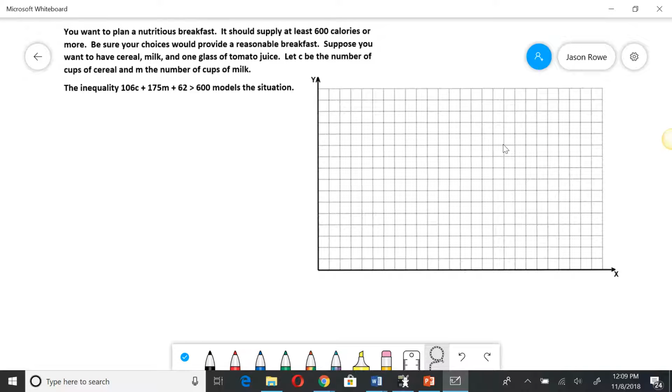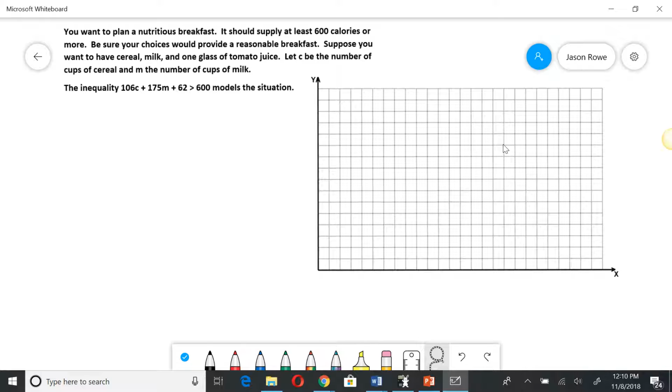This is real similar. This time it says you should supply at least 600 calories or more. Be sure your choices would provide a reasonable breakfast. Suppose you want to have cereal, milk, and 1 glass of tomato juice. Let C be the number of cups of cereal and M be the number of cups of milk. And then use that inequality to model the situation.